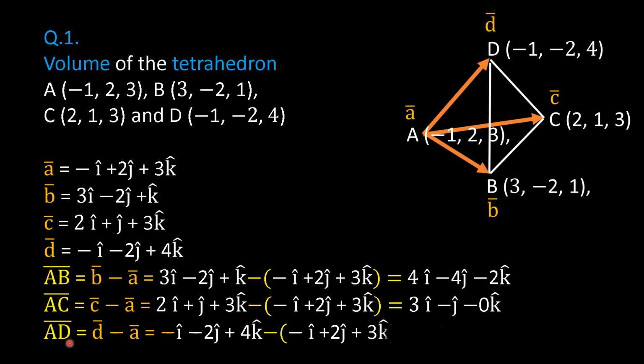And AD bar will be D bar minus A bar. So it will be minus 1 plus 1, that is 0i, minus 2 minus 2, that will be minus 4j, and 4 minus 3, that will be k.